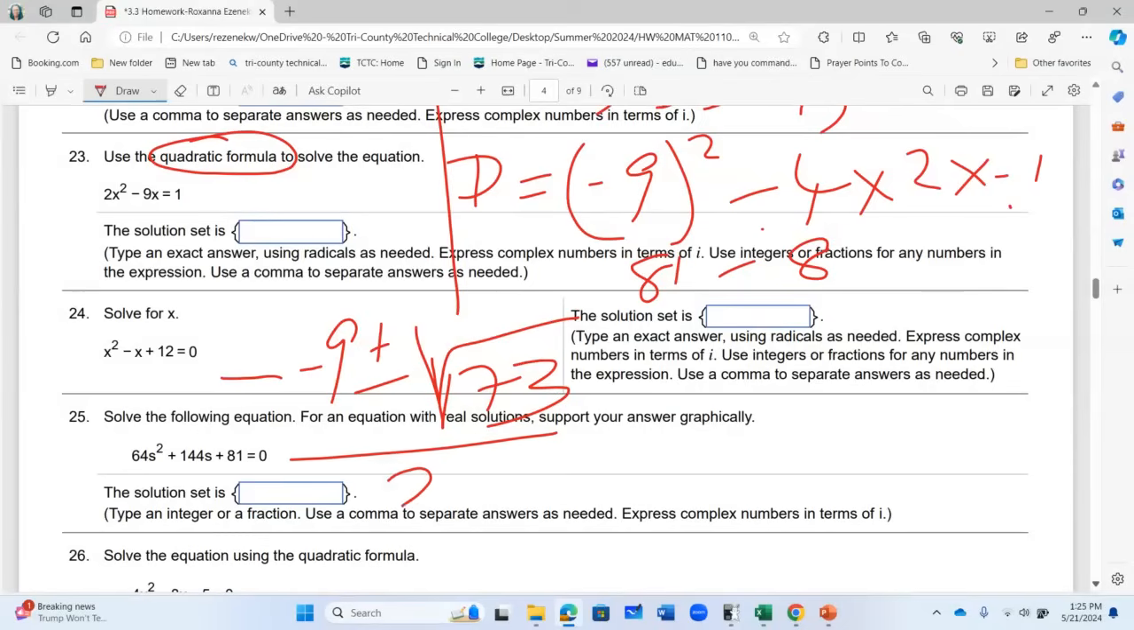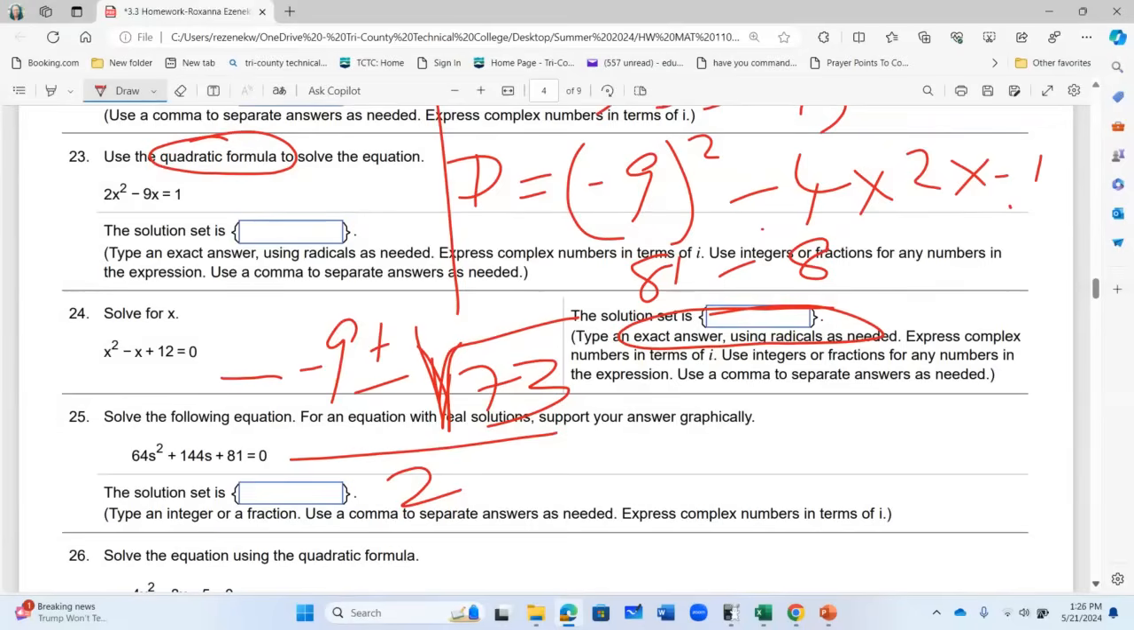Therefore, now I have divided by 2, and then simplify. Remember, most of the time you're told to leave your answer in exact form. In other words, do not go and use your calculator to find the square root of 73. You're messing yourself up. Leave your answer in exact form.